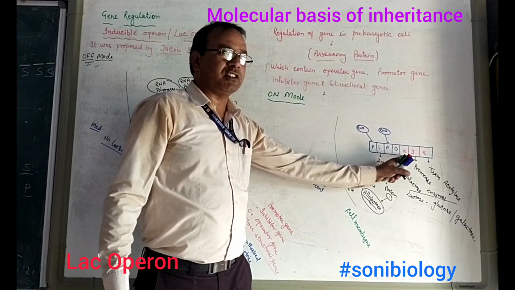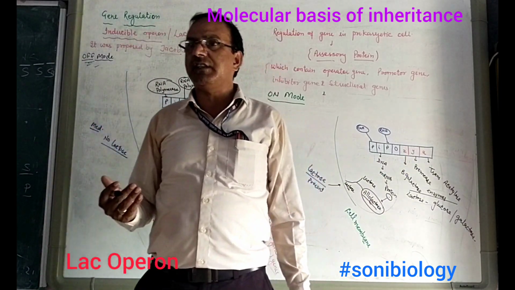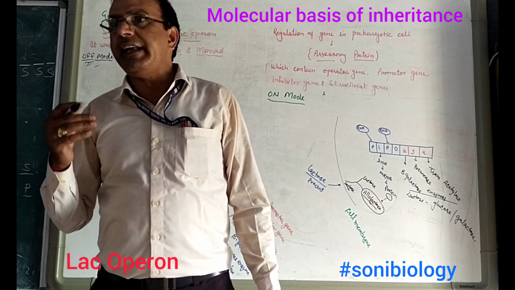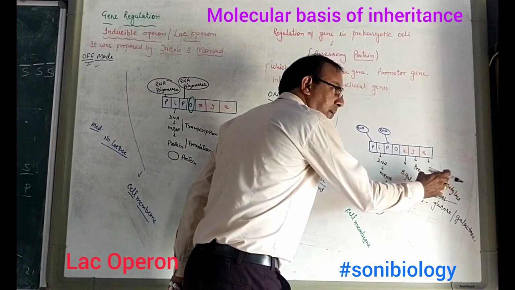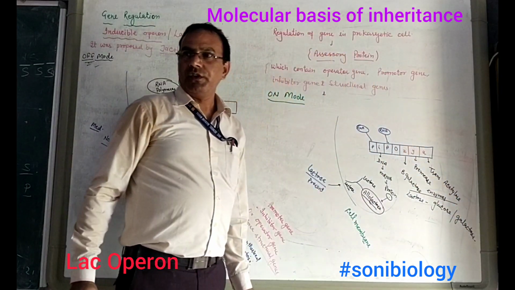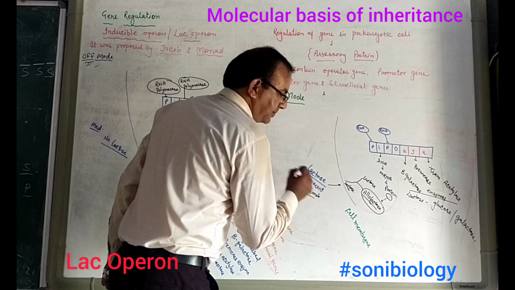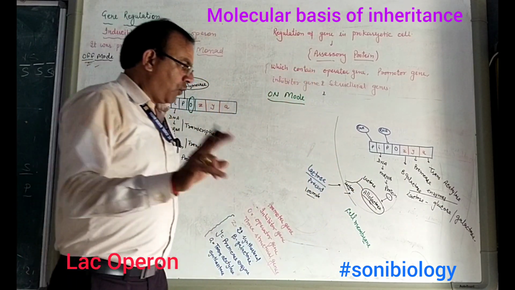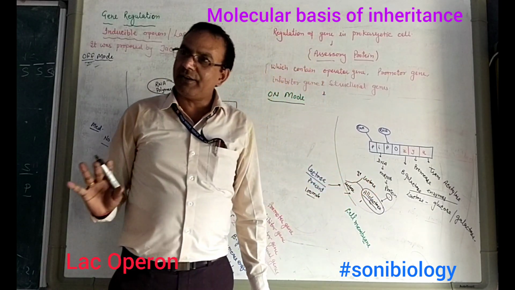In this process, the structural genes synthesize different types of enzymes. Suppose Z structural gene synthesizes beta galactosidase, Y synthesizes permease enzyme, and A synthesizes transacetylase enzyme, and these enzymes combined change the lactose into glucose. Suppose 100 molecules of lactose are present here, and all of them enter. Ten change into allolactose and 90 remain only lactose.